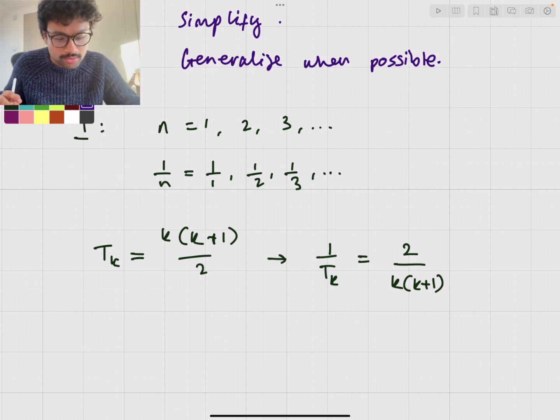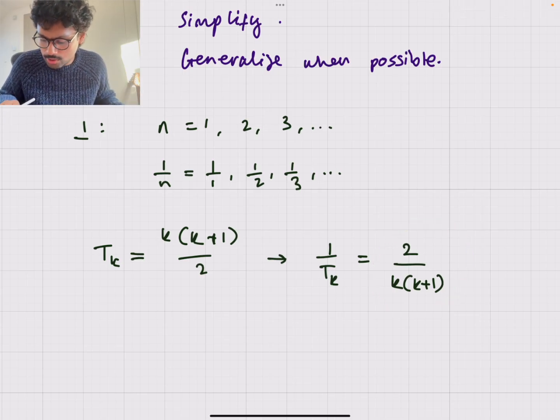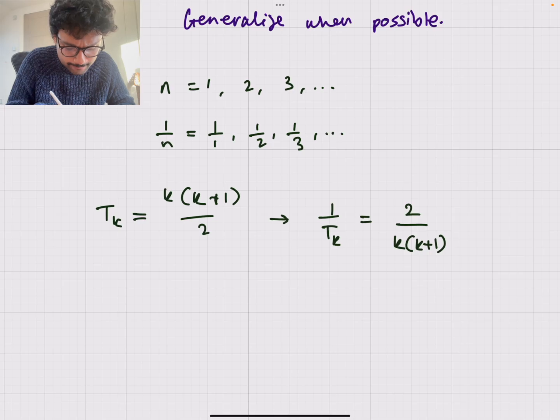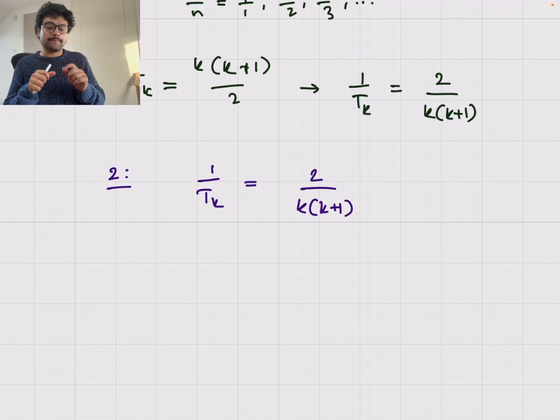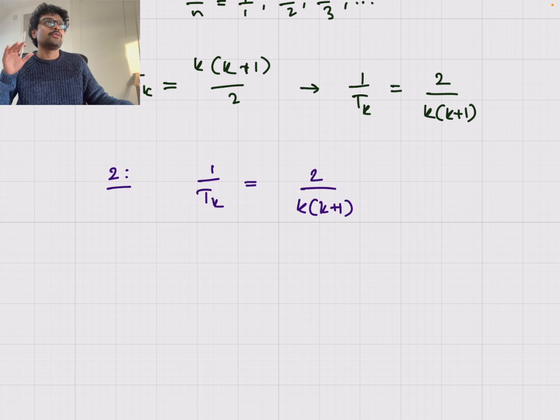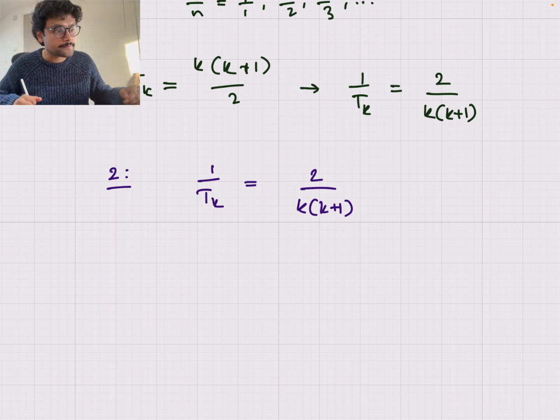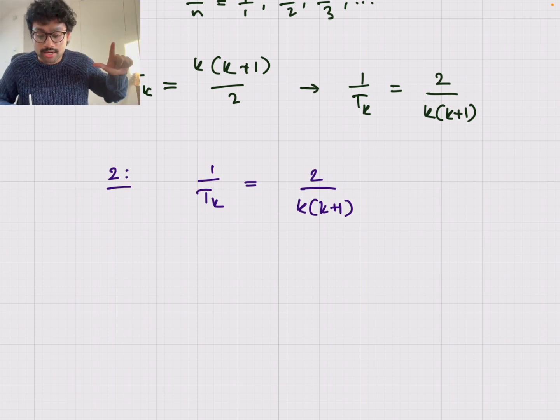So let's try and deal with this guy, this 2 over k times (k plus 1). If we have a fraction where we have 2 terms in the denominator, our instincts might be, let's try and split that up. Let's try and turn that into 2 fractions. And that might not be something that you know how to do. But again, this is an instance where we both try whatever we can and we generalize.